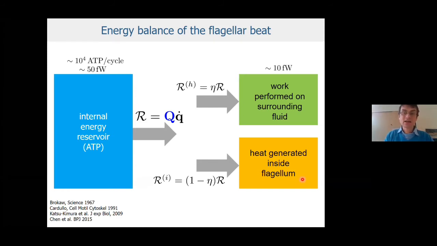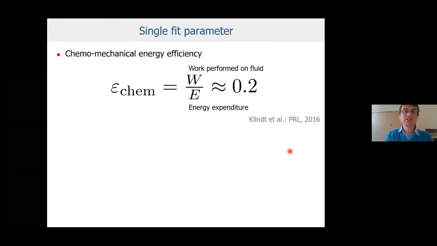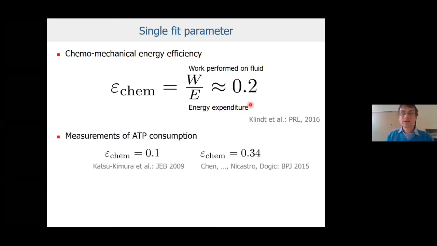And this mechanical energy efficiency, eta, that's the single fit parameter of our minimal model. If we fit our theory to the experiments, we find a value of about 20%, or 0.2, and at least that is consistent with previous measurements of ATP consumption, so how much energy is drawn from the internal reservoir, where previous researchers reported values between 10% and 34%.